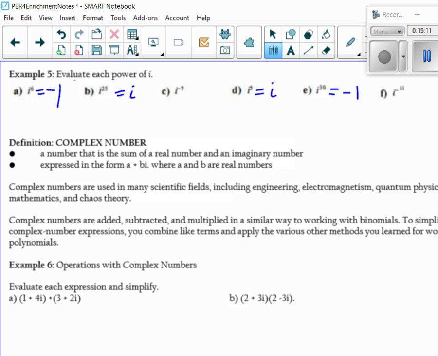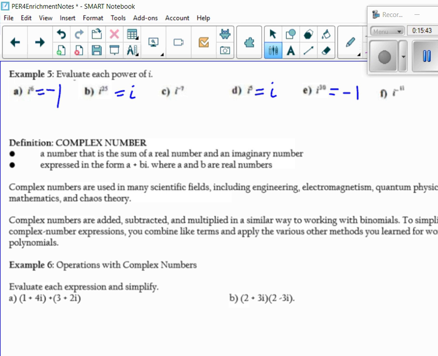Okay, so now we're going to go more into complex numbers here. A complex number is a number that's a sum of a real number and an imaginary number. So anything in the form a plus bi, where a and b are real numbers and i is the imaginary number. Complex numbers are used in scientific fields, engineering, electromagnetism, quantum physics, applied mathematics, and chaos theory.